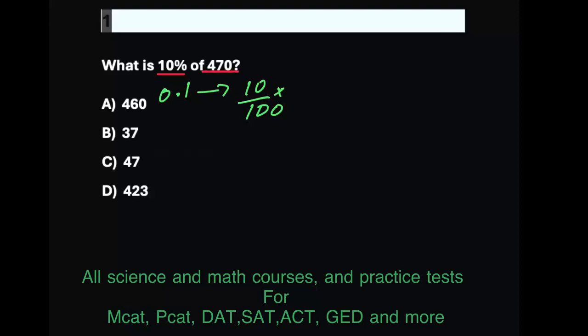So 10 over 100 times 470. This 0 and this will cancel out. And this 0 and this 0 will cancel out. And we are left with 47. And the answer is right here. Once you make enough practice, you can just say 470 divided by 10 is 47. Let's move on to the next question.